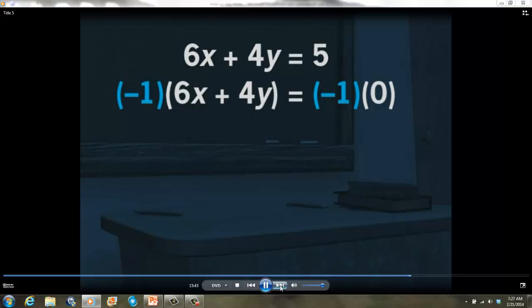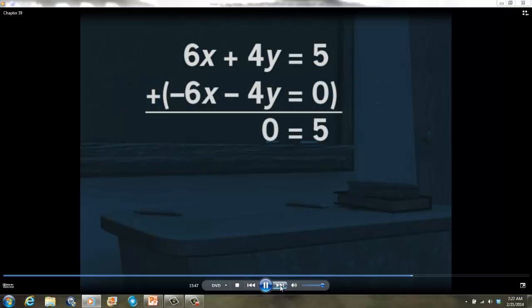Multiply the second equation by -1, remember? Then we can add. We get 0 is equal to 5. That's not true. Notice that when they added these two equations, 6x plus negative 6x becomes 0, and 4y plus negative 4y is also 0. So what has happened is all of the variables have been eliminated, leaving us with 0 on the left equal to 5 on the right.